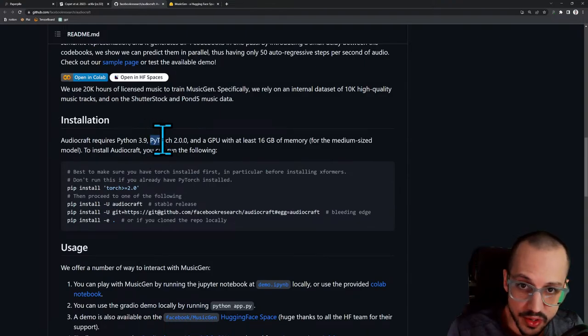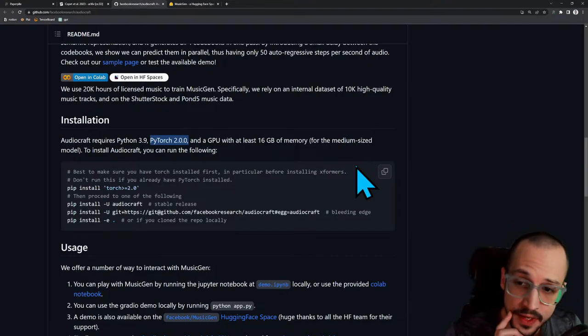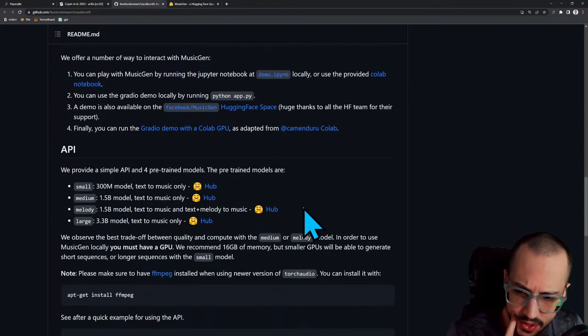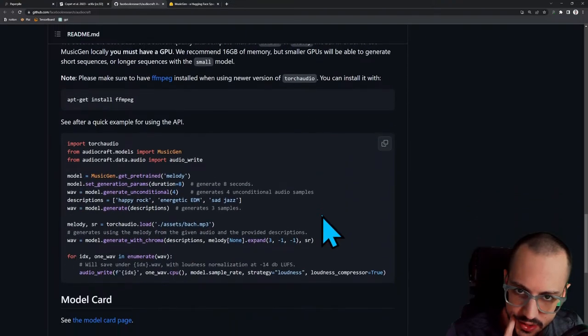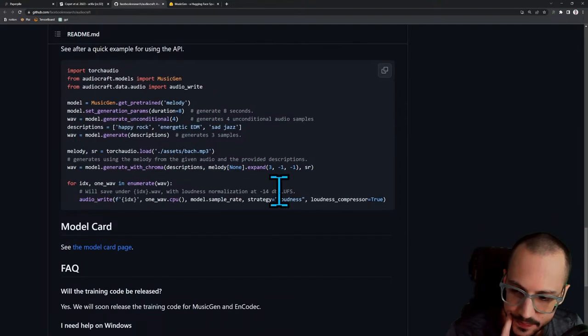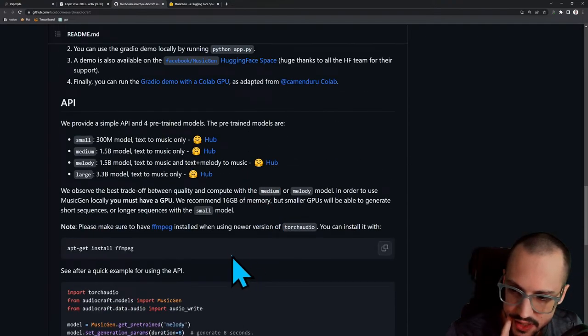PyTorch 2.0, notably, right? So that's actually not even that common. We saw in some of the other Meta AI papers that they were still using PyTorch 1.13. So this one using PyTorch 2 and Python 3.9 is actually notable. It's interesting they're using the latest one. But yeah. Apparently they haven't released the actual training code. This is just the inference code.